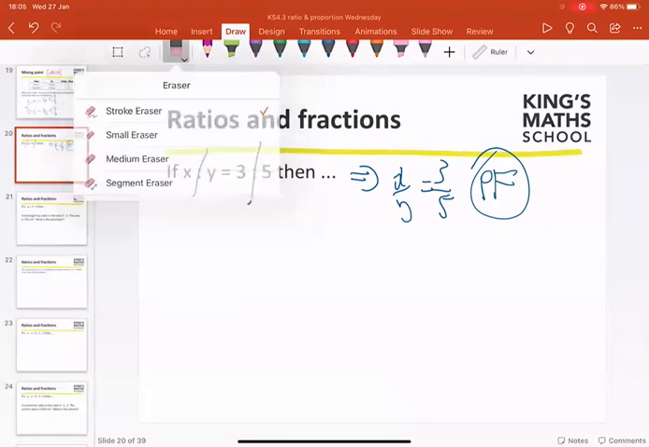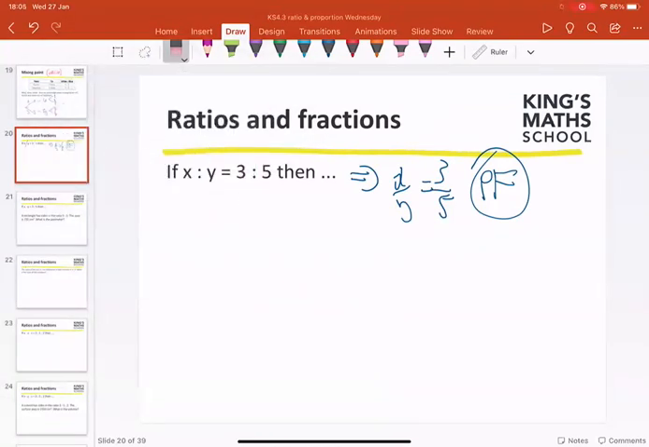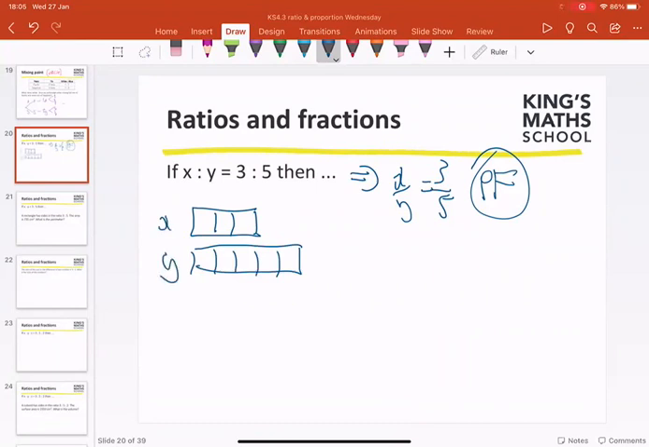Lots of ways of getting there. Picking up something somebody said earlier, I'd draw a bar model. I've got 3 equal parts and 5 equal parts, so that's X and that's Y. X is made up of 3 equal parts and Y of 5 equal parts, but that tells me those 2 parts are equal. One part is X over 3, and that part is Y over 5. Therefore, those are equal: X over 3 equals Y over 5.